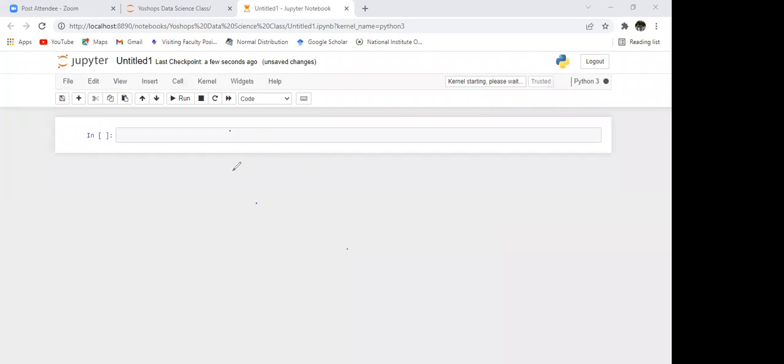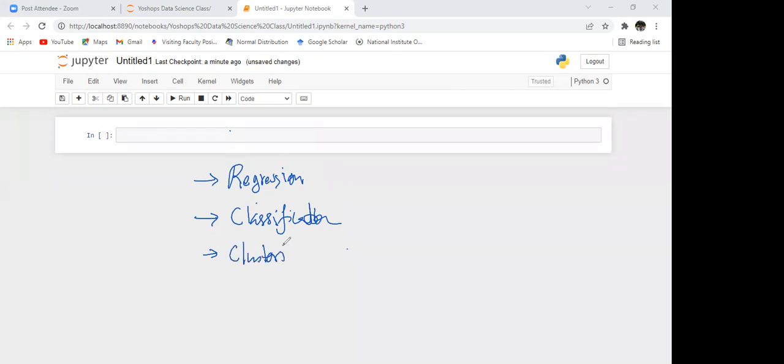Those will be, one is the popular and the most used one, it is regression. First one would be regression. Next will be your classification, and then comes your clustering. Okay. So we'll try to cover these three.